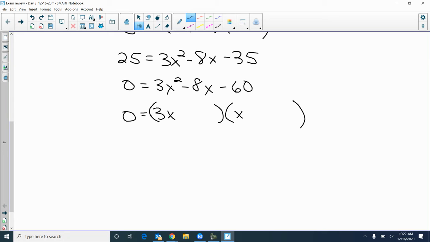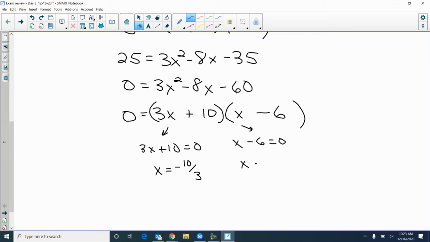All right, 10 times 6 gives you 60. Okay, and so if I put, I think it is plus 10 minus 6, that'll work. 3x plus 10 times x minus 6 gives me negative 18x plus 10x, which gives me negative 8x. So 3x plus 10 equals 0, which gives x equals negative 10 thirds. And then x minus 6 equals 0, which gives me x equals 6.